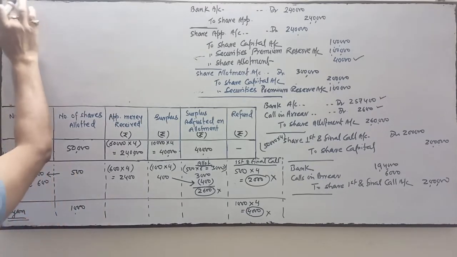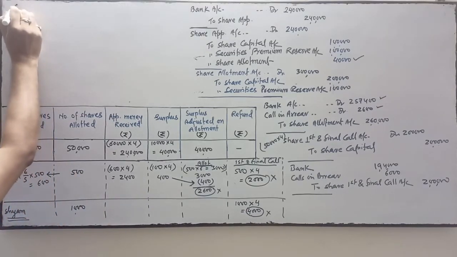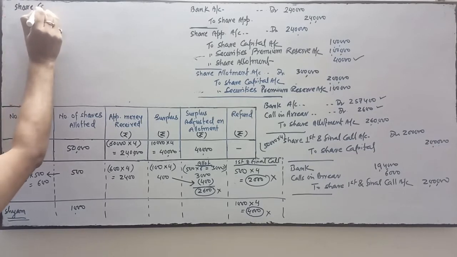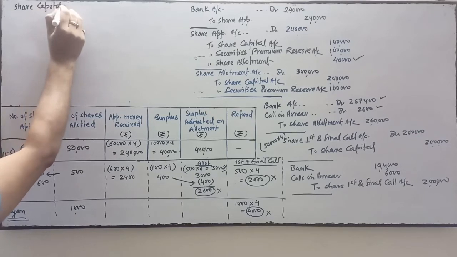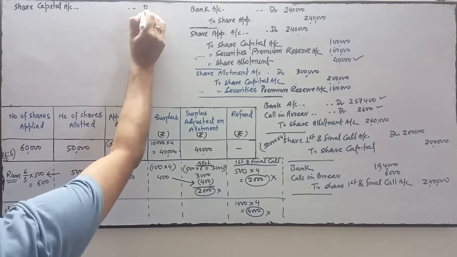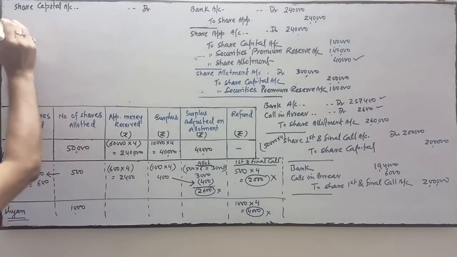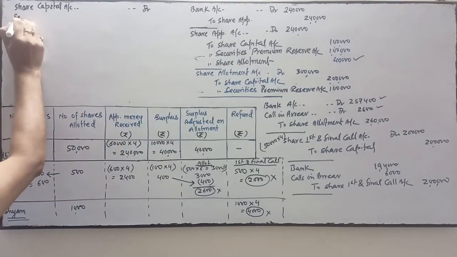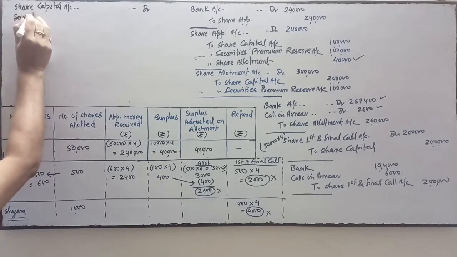So in the forfeiture entry, share capital account will be debited. Share capital, this is the cancellation entry. Share capital account debit. Okay, and securities premium reserve will be debited.